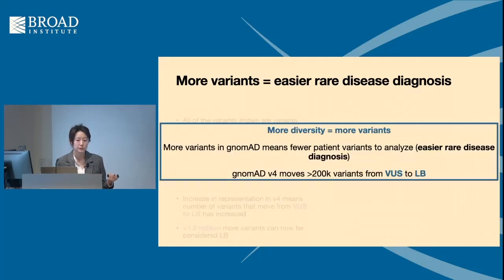So to quickly summarize, more diversity means more variants. And more variants means that a rare disease diagnosis should be a little bit easier. And the scale and diversity of V4 means that more variants could be moving from VUS to likely benign.